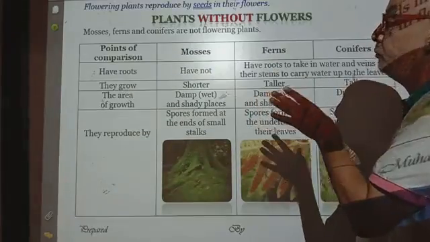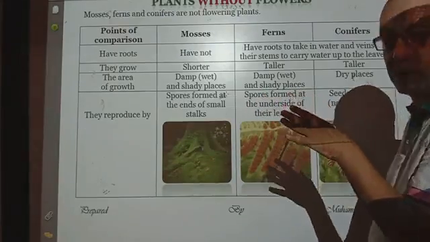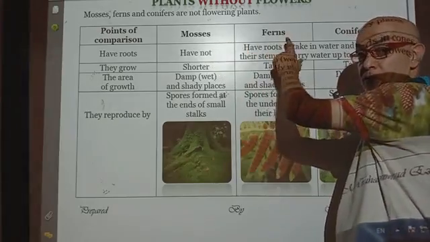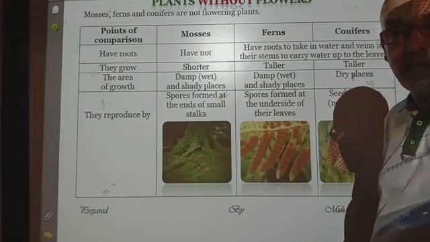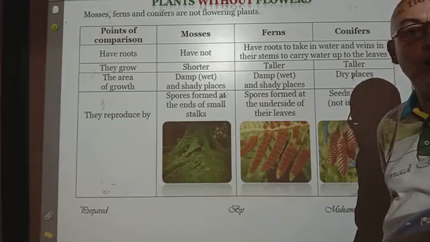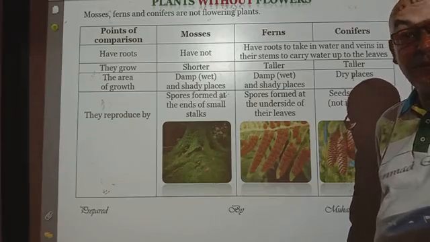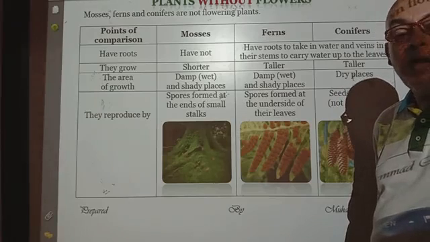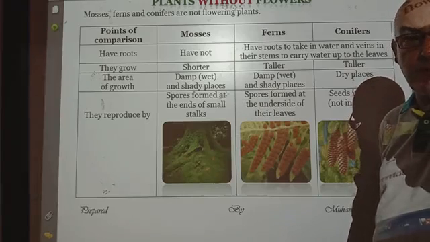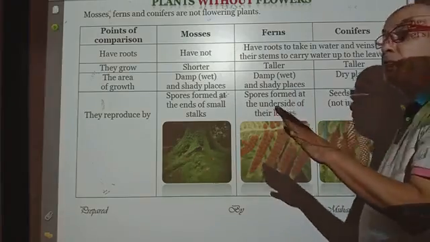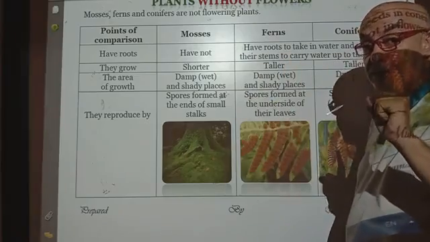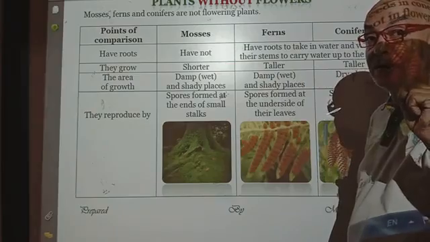They are classified into three groups. Non-flowering plants are classified into three groups. Number one, mosses. Number two, ferns. Number three, conifers. Mosses, ferns, and conifers are non-flowering plants. But what are the differences between them? We have many differences between them, but we have to focus on some few points to compare between them. Before introducing the comparison, they are sharing in one property, that they are non-flowering plants.